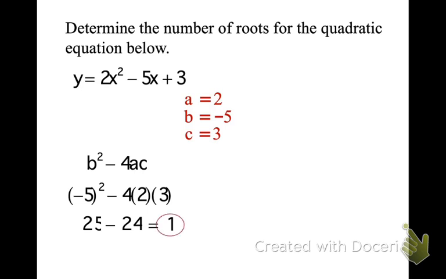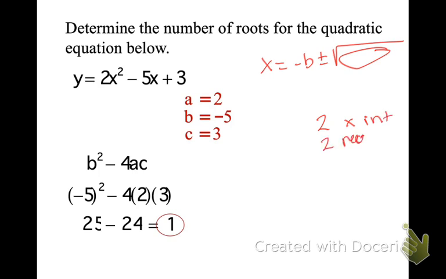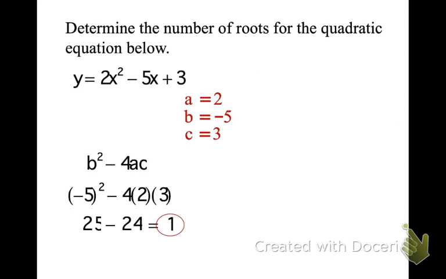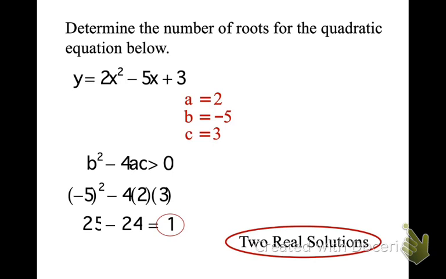2 real roots. Because when you're doing that quadratic formula, x equals negative b plus or minus the square root, all this in here, it's a positive number. It means you have 2 x-intercepts, or 2 real roots. So in that case, since it's greater than 0, it's 2 real solutions.